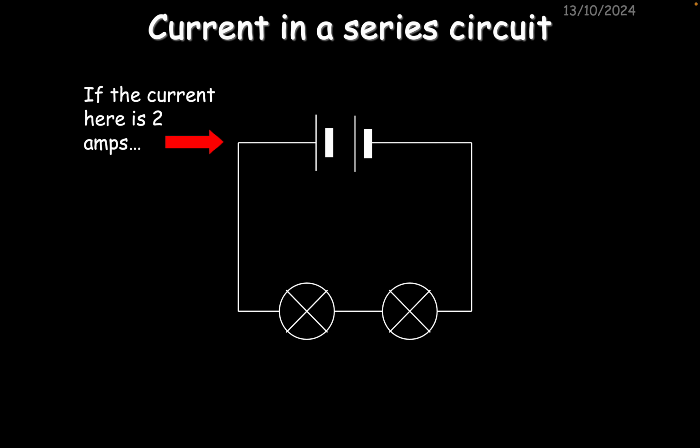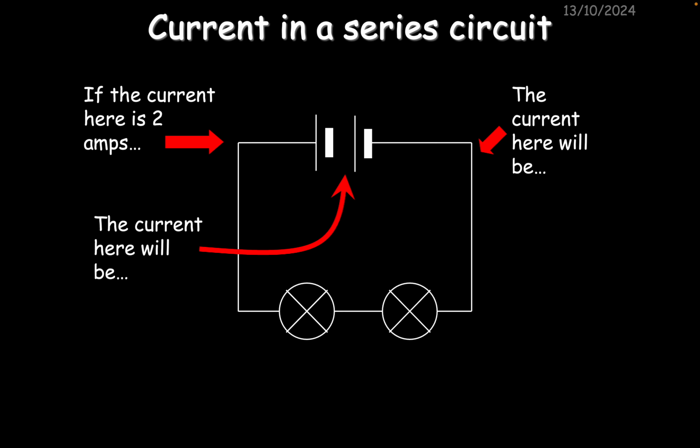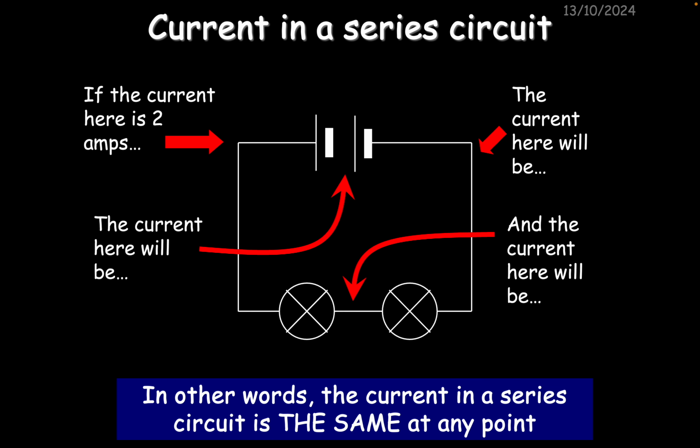If the current here is 2 amps, then the current will be 2 amps wherever you measure it in a circuit, and you could do this with a series of ammeters to prove it to yourself. So current in a series circuit is the same at any point.